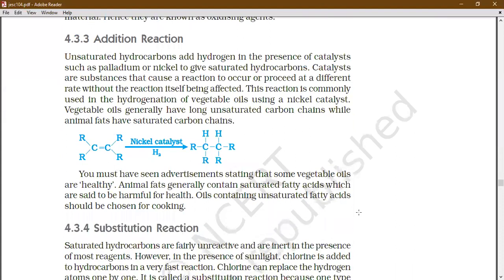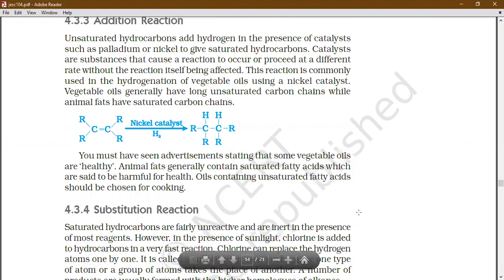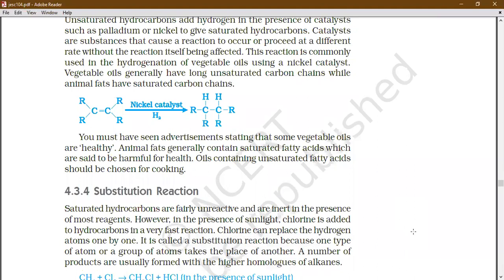Unsaturated hydrocarbons add hydrogen in the presence of catalysts such as palladium or nickel to give saturated hydrocarbons. Catalysts are substances that cause a reaction to occur or proceed at a different rate without the reaction itself being affected. This reaction is commonly used in the hydrogenation of vegetable oils using a nickel catalyst.